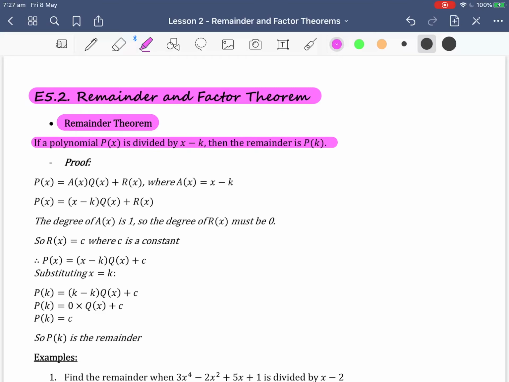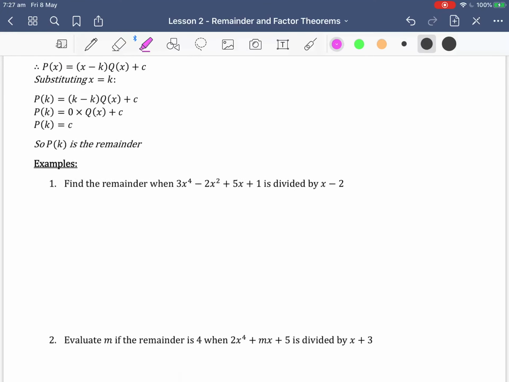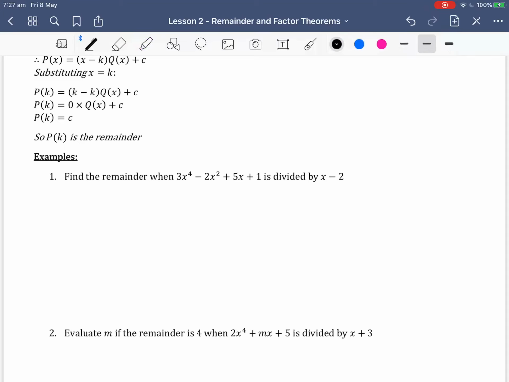So therefore our P(x) equals (x minus k) times Q(x) plus our c. If we substitute k in for x, we'll have P(k) equals (k minus k) times Q(k) plus c, where k minus k is 0, times Q(k), plus c, so that means P(k) equals c. So that means that P(k) must equal the remainder.